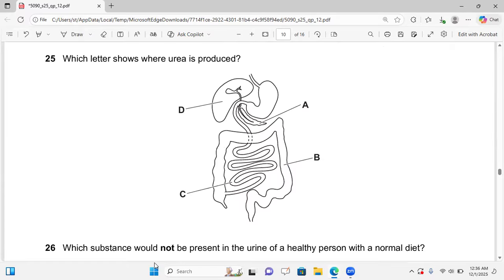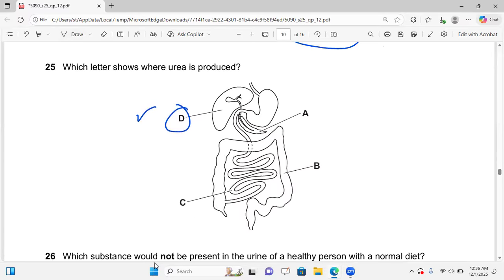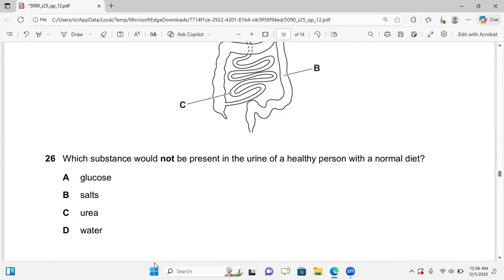Now he is asking which letter shows where urea is produced. That will be done with the help of the liver only. So option D is perfect. Urea is produced with the help of the liver over there.